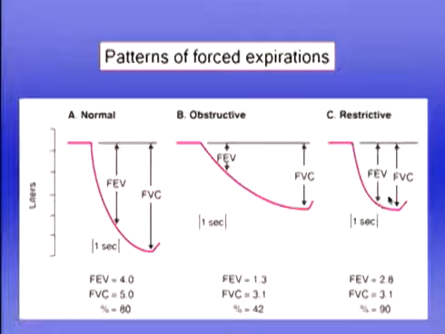Now let's look at restrictive disease over here. We would see this in a patient with diffuse interstitial pulmonary fibrosis, for example. And you'll see that both volumes are small, and that's because the lung is stiff and works at a low lung volume. But very remarkably, the FEV is an unusually large proportion of the FVC. So here the FEV1 percentage was 90 as opposed to the normal value of 80%.